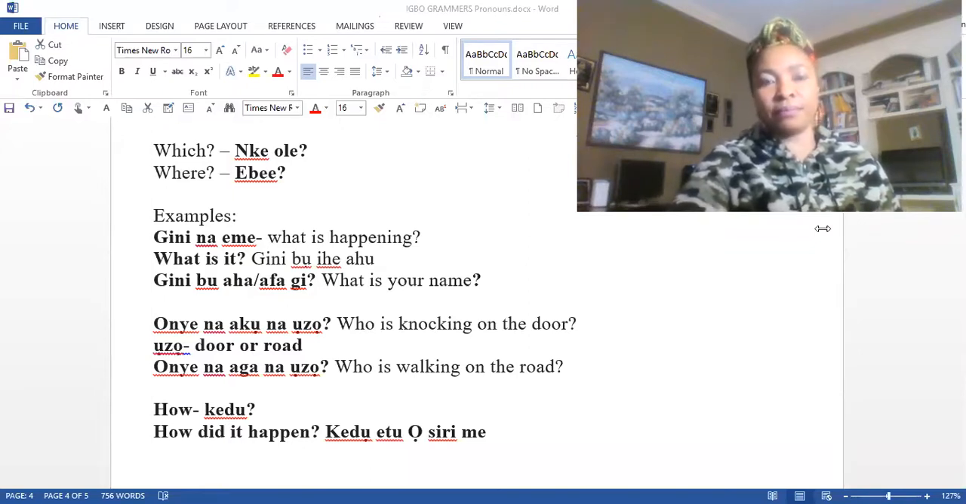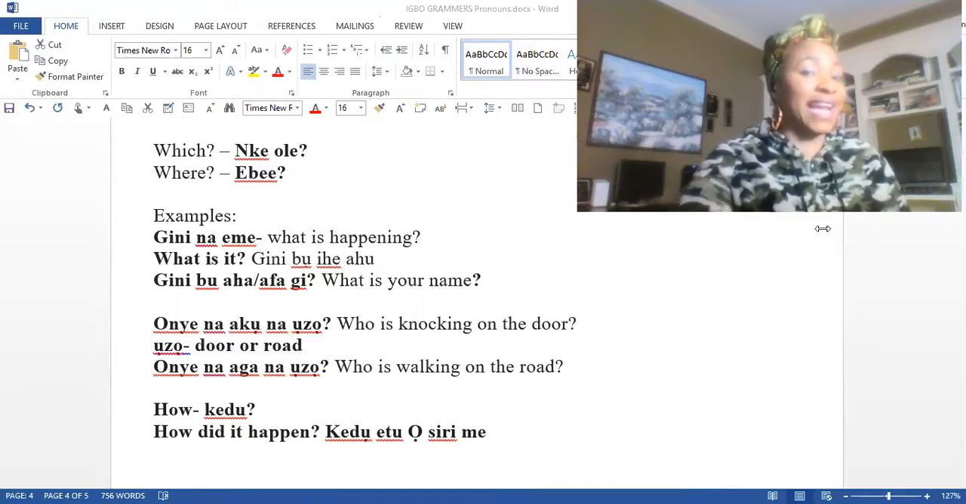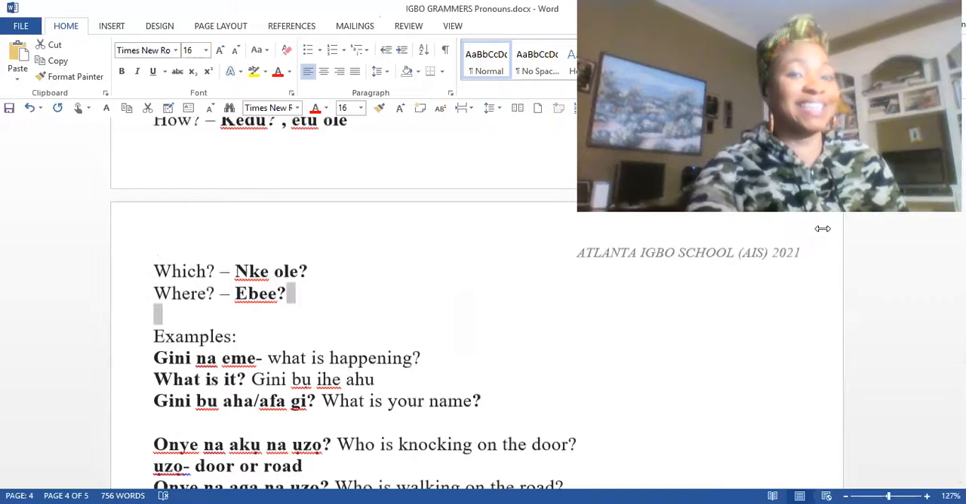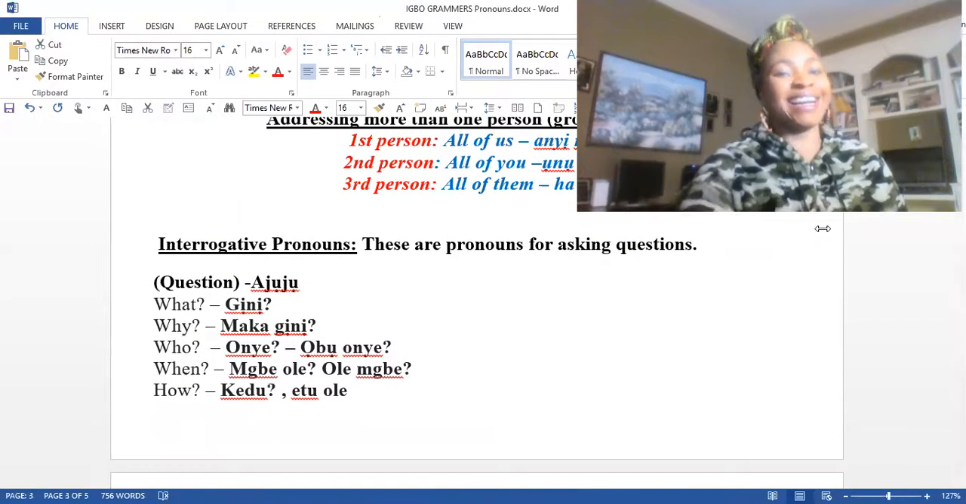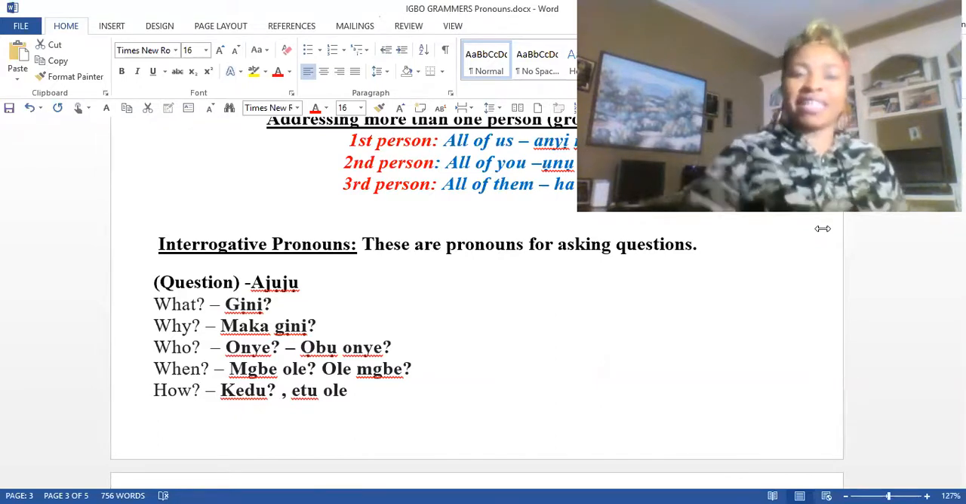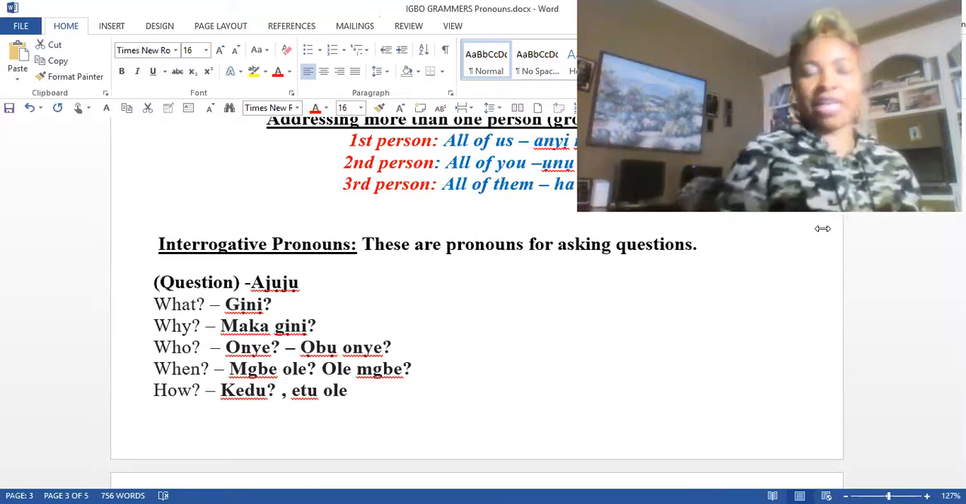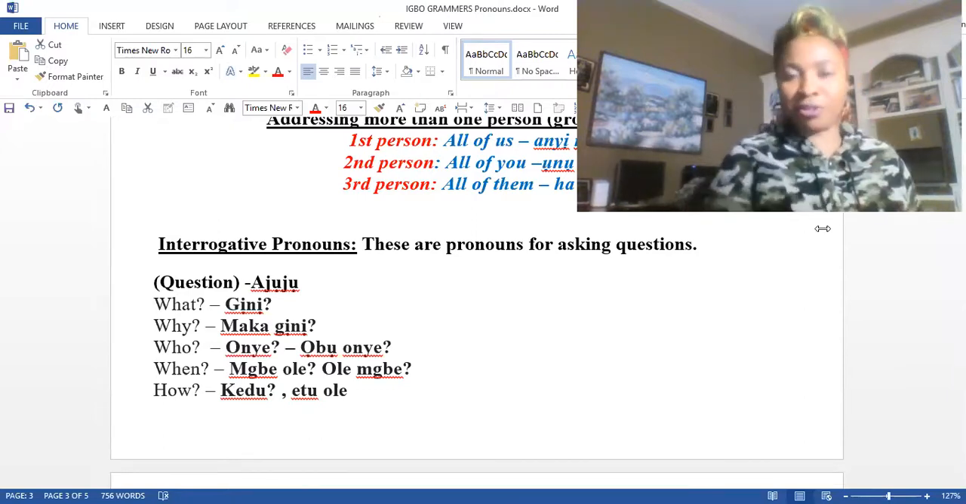What is when in Igbo? Okay. Were you in the class? Yes, but I was going to write it down. Okay, it's mgbe. Mgbe ole, or you can say ole mgbe. When means mgbe ole. When? Mgbe ole, or you can say ole mgbe. But it depends on how your parents say it, okay? So that's the dialect I want you to speak, but I want you to know this.